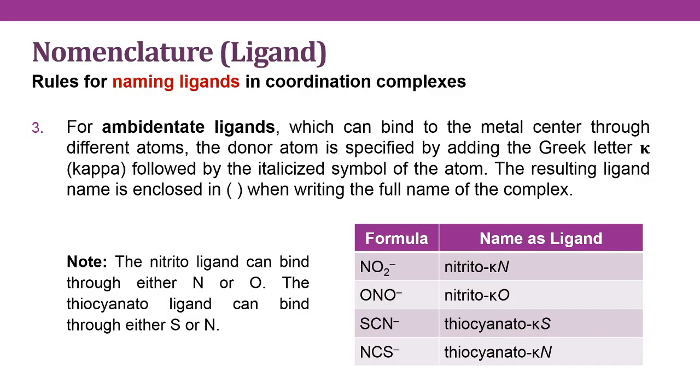So a nitrito coordinated through N is called nitrito-kappa-N, and a nitrito coordinated through O is called nitrito-kappa-O. And that does it for the names of the ligands. To summarize, neutral ligands will just retain their names, save for the 4 exceptions that we specified previously. For anionic ligands, you have to change the last letter from an E to an O. And if the ligand is ambidentate, you have to specify the atom which is connected by adding a kappa followed by the symbol of the coordinated element.